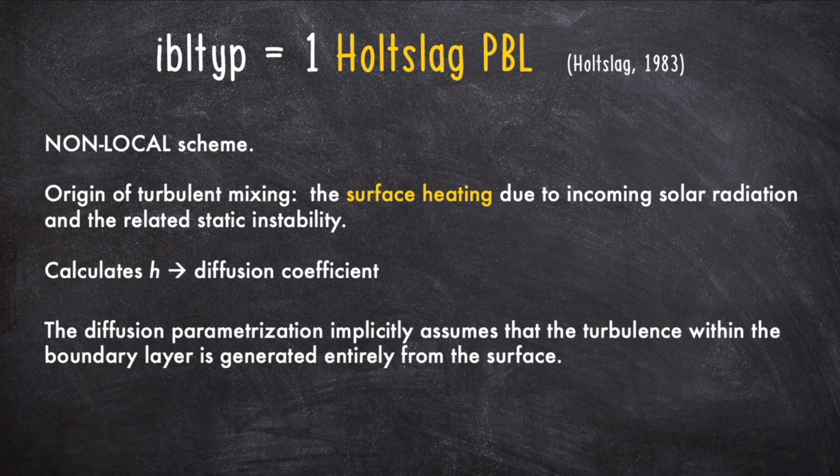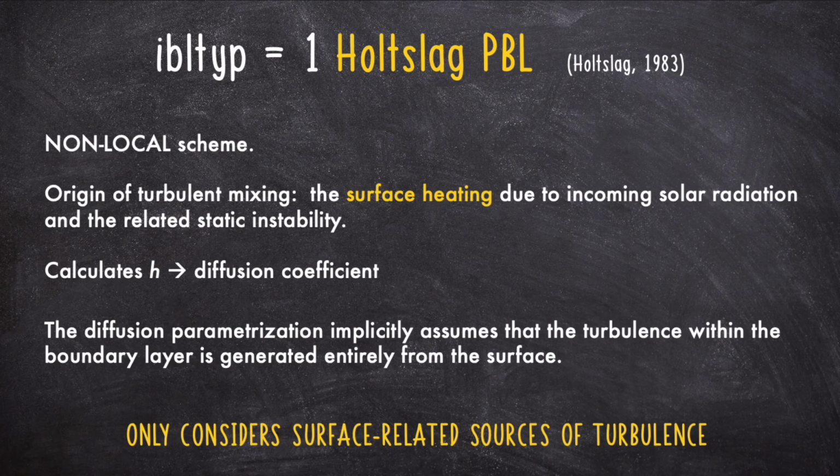Because the diffusivity is only a function of surface condition, this diffusion parameterization implicitly assumes that the turbulence within the boundary layer is generated entirely from the surface. The drawback of this approach is that the Holtslag model only considers surface-related sources of turbulence. It entirely neglects cloud-top radiative cooling as a source of turbulence.